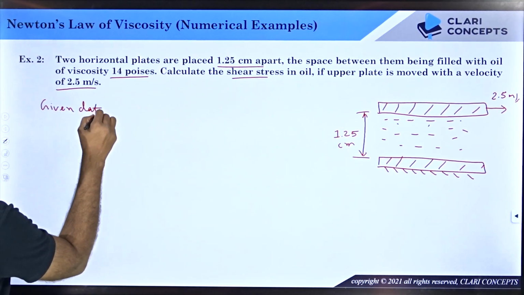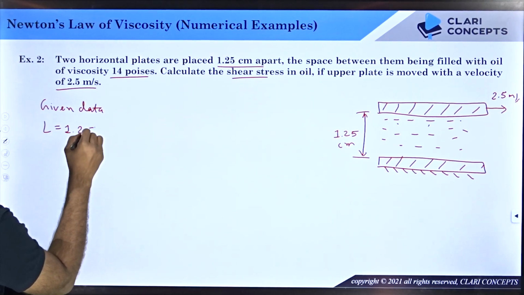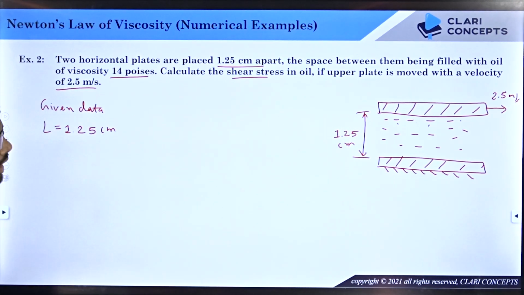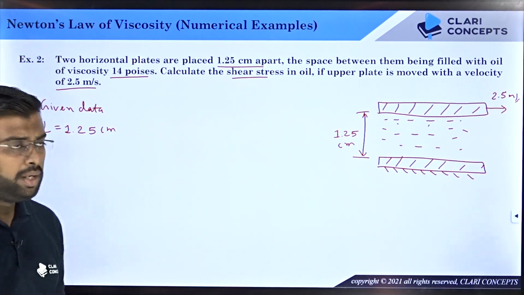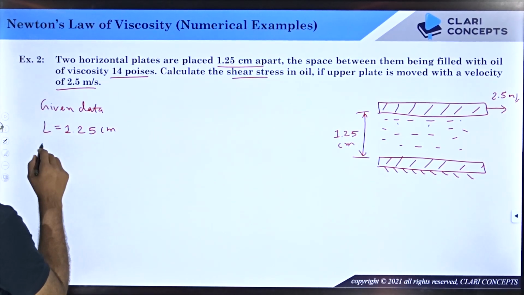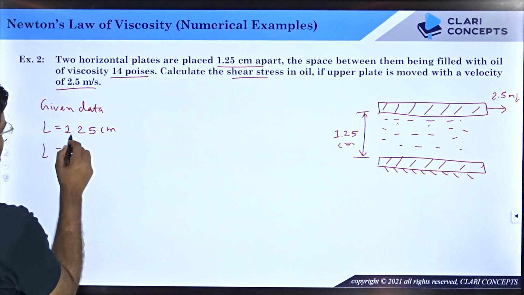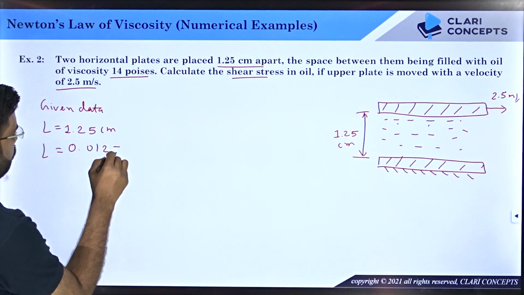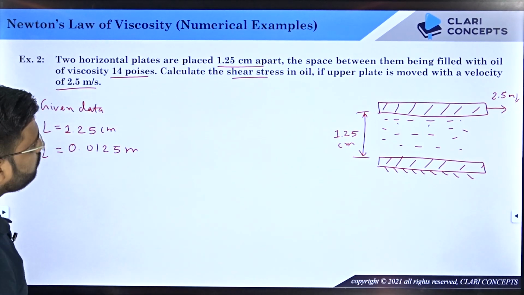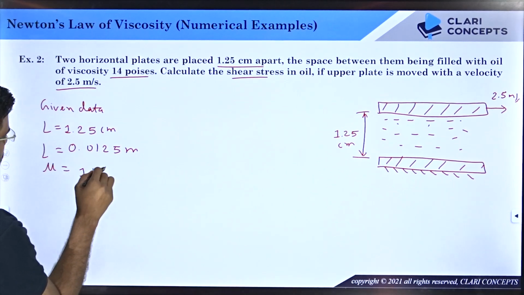Given data. I have been given L first, which is 1.25 centimeter. Again, I am saying that I don't want the values in centimeters. I want this in SI unit, which is meter. So, in centimeter, if I want to convert this to meter, I will divide by 100. If you divide this value by 100, you will shift the point by 2 places. So 0.0125 meters.